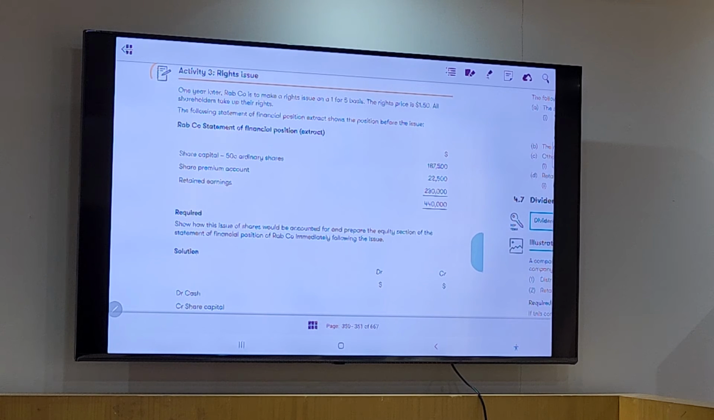Why do you divide that by 5? The one that you calculated now, 187,500. What is the name for this? This is the number of shares. Now I need the rights issue numbers. How many shares? What is the arrangement? This is the arrangement. So what should you do?